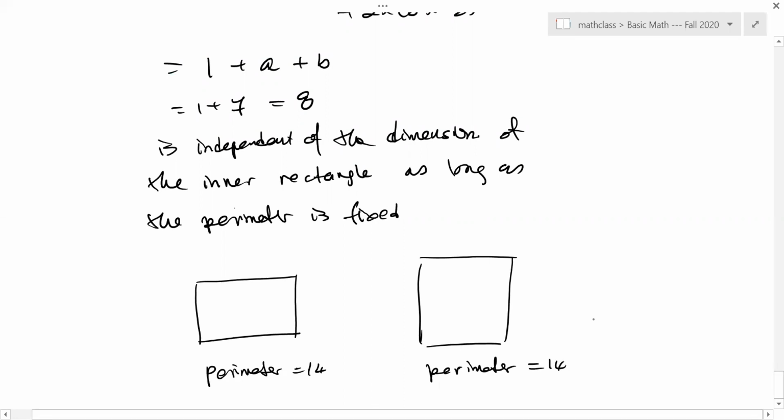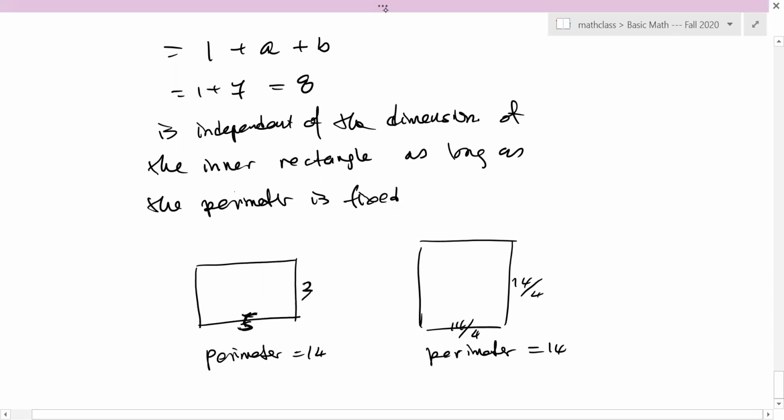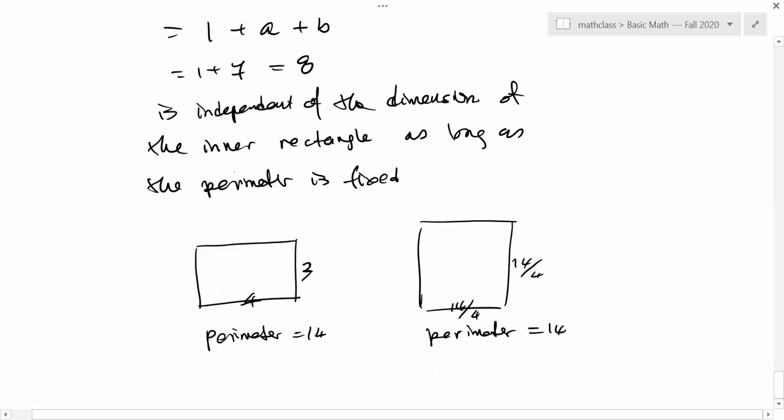So the side length is 14 divided by 4, which is going to be 14 over 4, right? And this will be 2. No, this will be 5 and 2, right? So 5 and 2, or 3 and 4, it doesn't matter. Okay, 3 and 4. Let's use 3 and 4. So you have 2 gardens that both, okay, what is the difference?